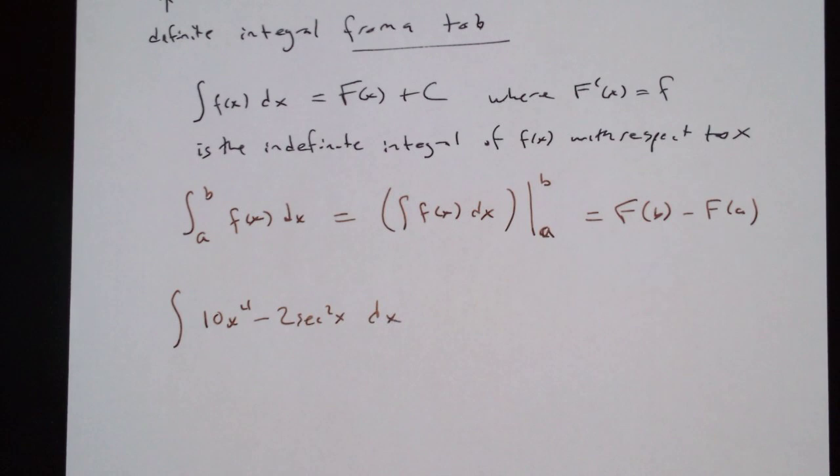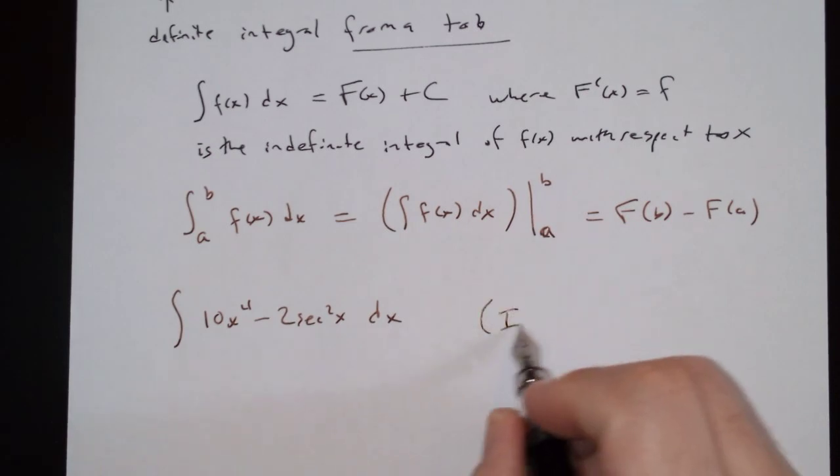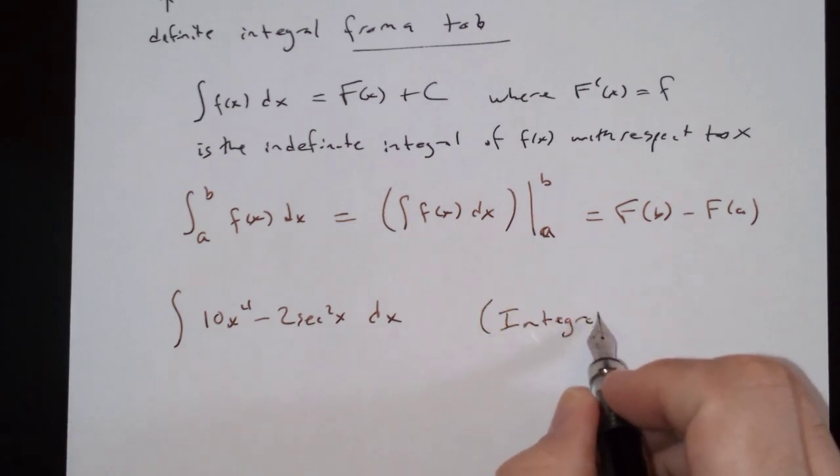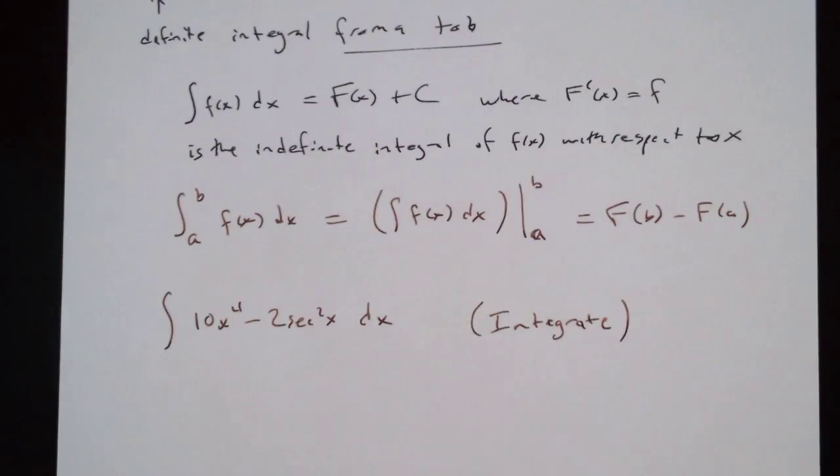If I see this, it doesn't look like I've asked a question. I've just written down an expression. But what this expression is asking me to do is to find the antiderivative of 10x to the fourth plus 2 secant squared x. Typically, the instruction that goes with this is integrate. So perform the integration, which is the act of finding that antiderivative. What do I get?